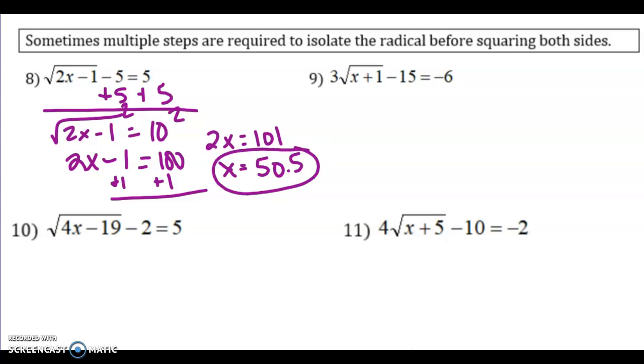Okay? All right, I have 2 steps I need to do on number 9. I'm going to add my 15 over.